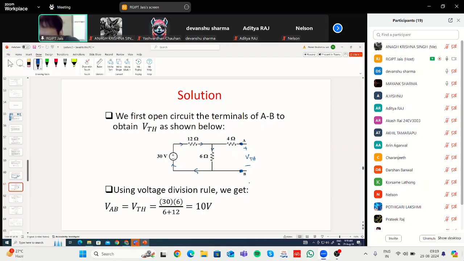If no current is flowing through the 4 ohm resistance, then whatever voltage is there across these 2 terminals, the same voltage will be applied here because there is no voltage drop. Let us say this is V. The same voltage V will be applied here because there is no current flowing through this 4 ohm resistance. As a result, there is no voltage drop across it. If this is 0 volt, this will also be 0 volt. So to find this VTH, we have to find the voltage across this 6 ohm resistance.